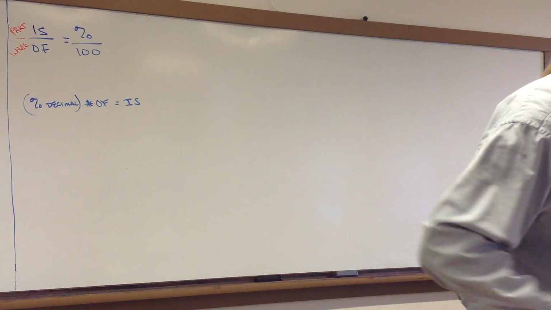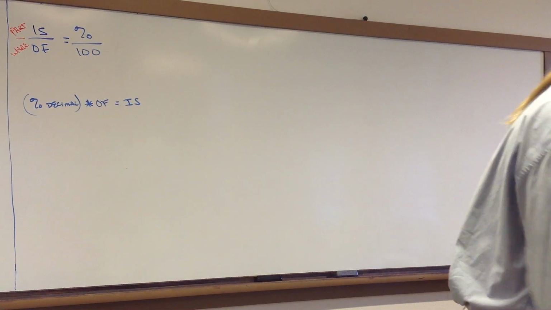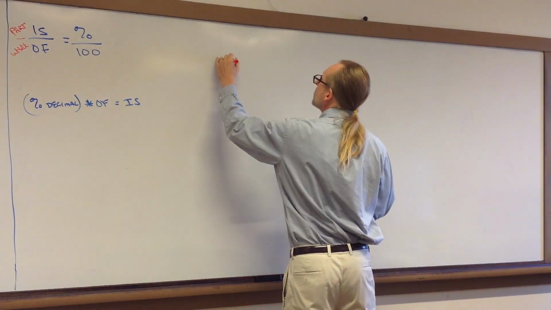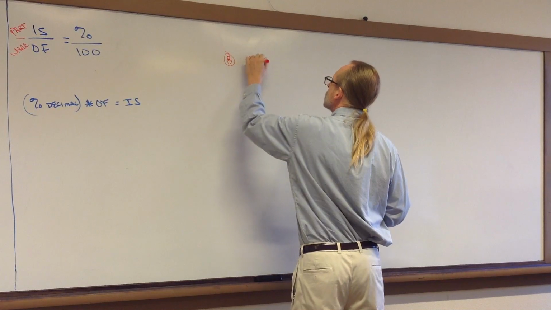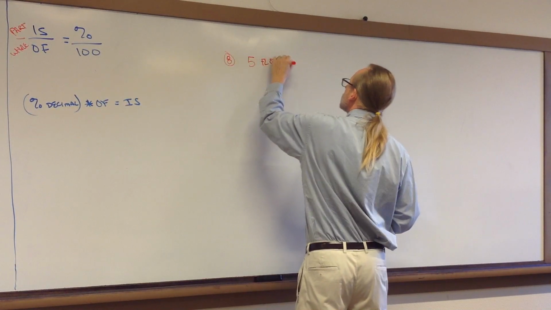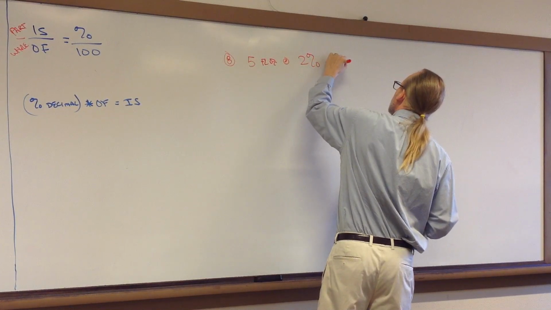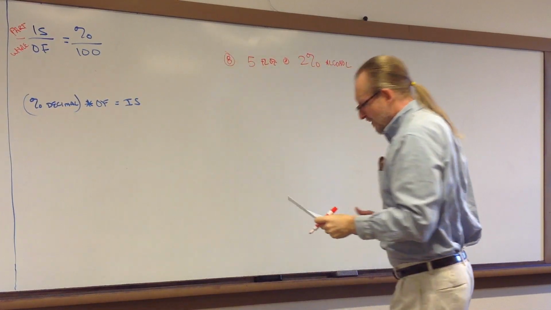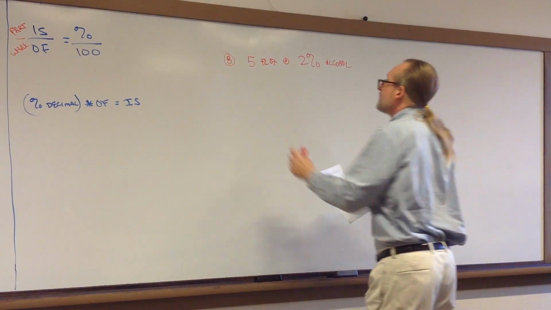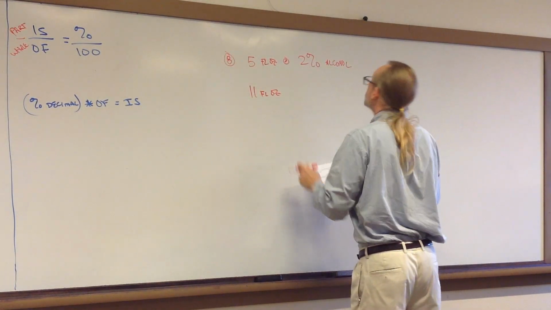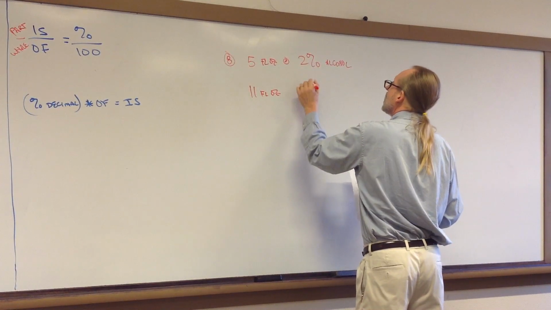Okay, problem 8, we've got 5 fluid ounces of a 2% alcohol solution. So, fluid ounces with a 2% concentration, pure alcohol. And we're going to mix that together with 11 fluid ounces with a concentration of 66% alcohol.